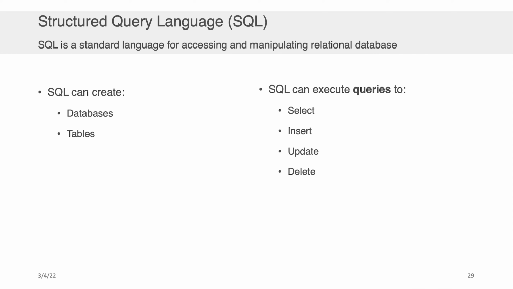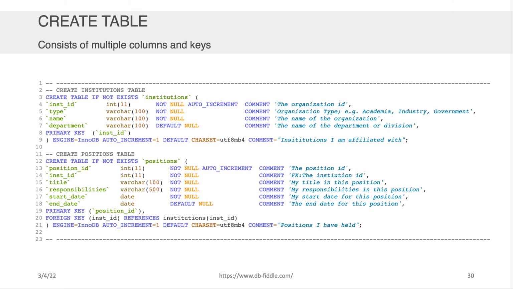The language you use to create, interact, and operate on relational databases is called the structured query language, or SQL. SQL is another way that people often refer to it. It can be used for creating databases and tables, and it can also be used to run things called queries that select, insert, update, and delete from those databases and tables. What I'd like to do is just very quickly take you through some examples.